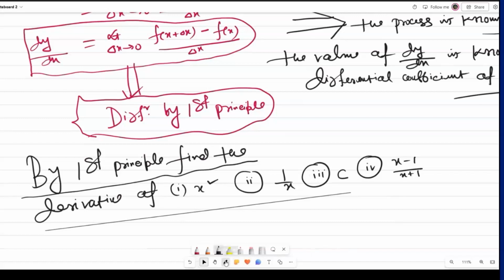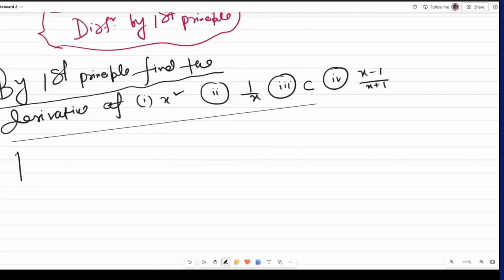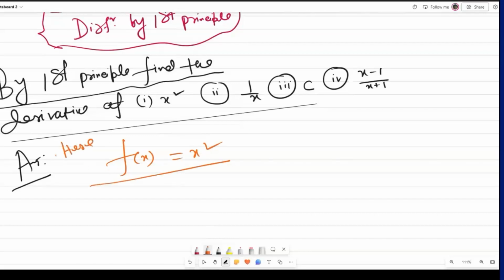Let us find the derivative of x squared first. Answer: you write here the function is f of x equal to x squared. Here f of x is x squared. We are solving number 1. Now we write the definition. I remind you the definition. We write dy by dx, another name for first principle differentiation. We can write this symbolically as f dash x also.